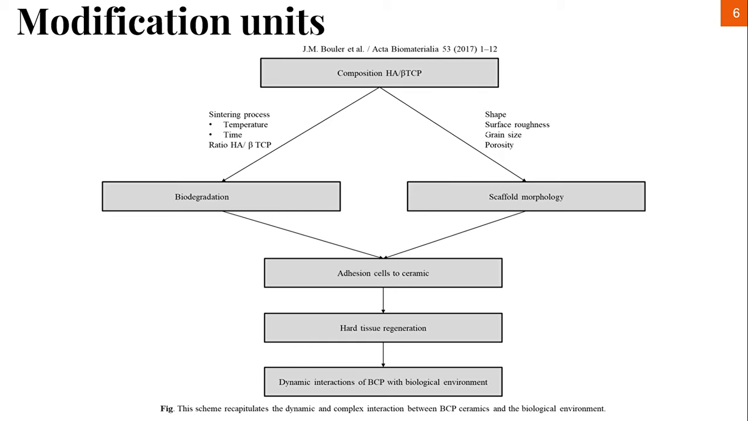As mentioned, depending on the percentage of each phase, the degradation rate will change. The composition of hydroxyapatite and TCP is a main factor that can be affected by temperature and reaction time, and this helps the material degrade in the human body, releasing two ions, calcium and phosphate ions, to help recovery of the host. This can also affect the surface morphology, such as shape, surface roughness, and grain size. All of these help the cells adhere to the material to facilitate the healing process, and this creates the dynamic interaction of BCP with the biological environment.